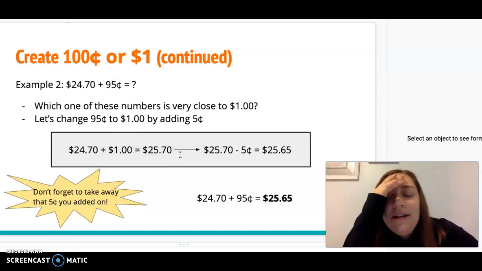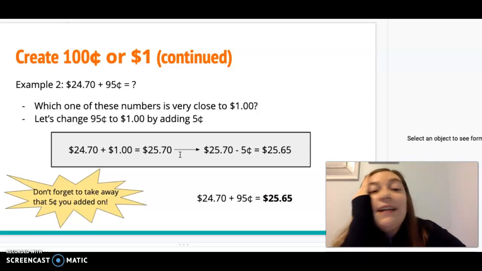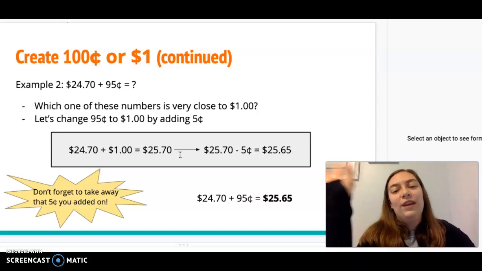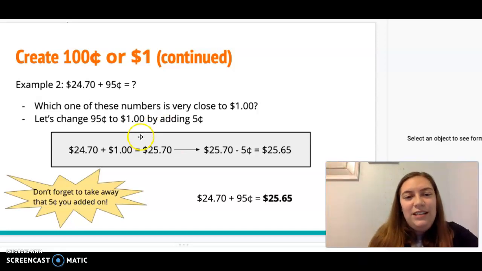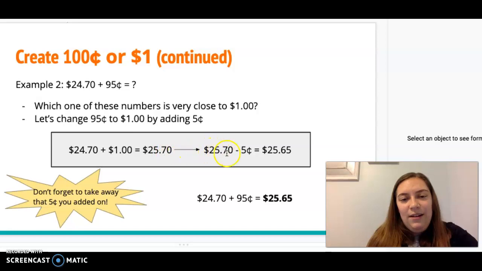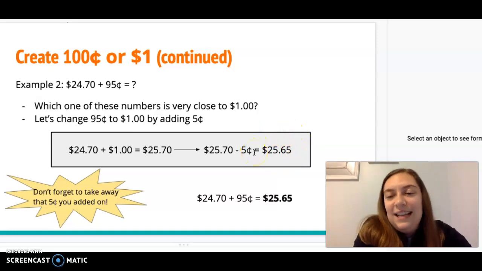But Miss Minton, we were supposed to add 95 cents, not $1. Don't worry, guys, we can fix this. We just have to take away the extra 5 cents that we added on. So we're going to take our answer and come over here and take away that 5 cents. So our answer is going to be $25.65.